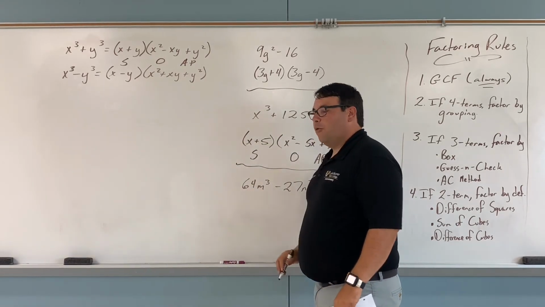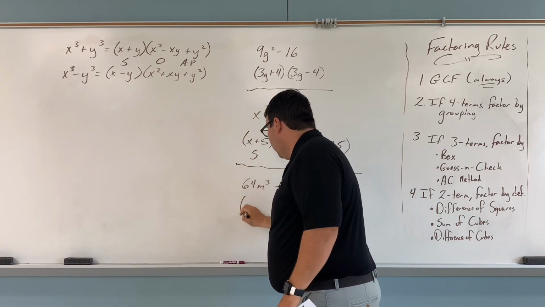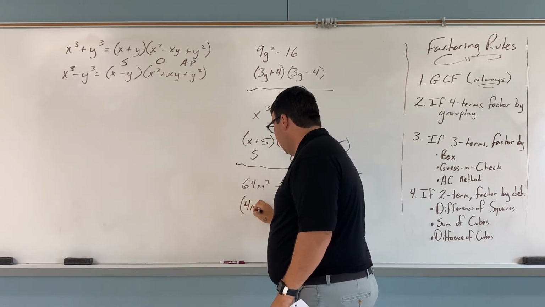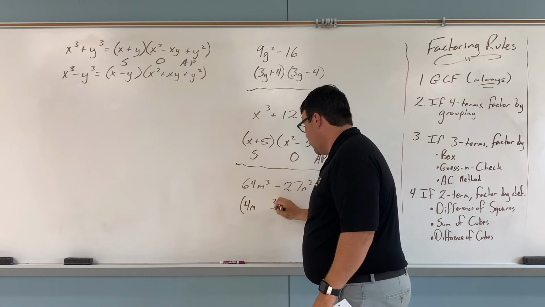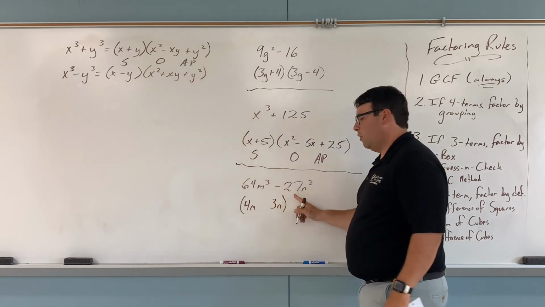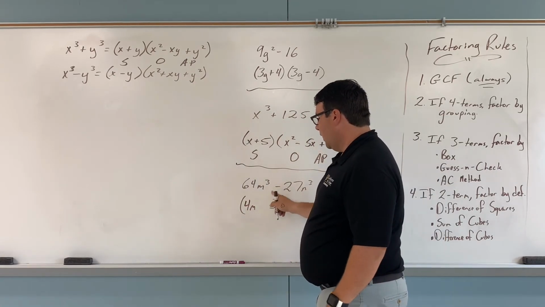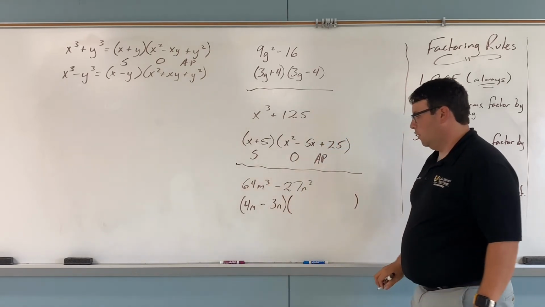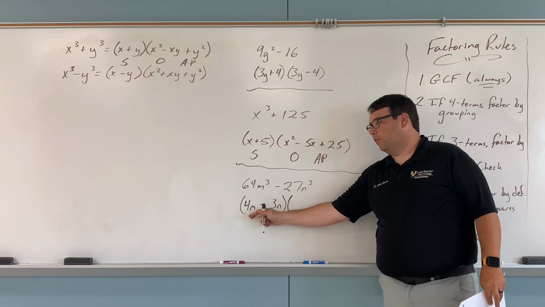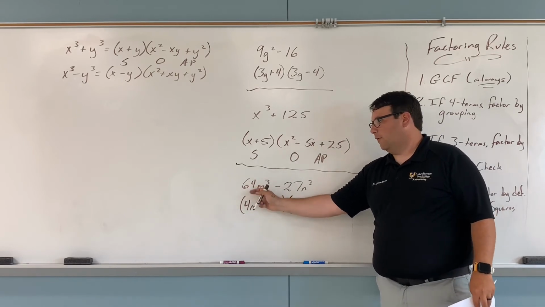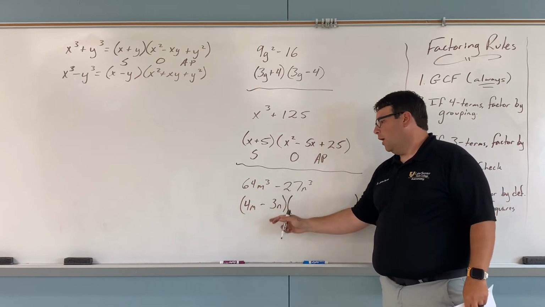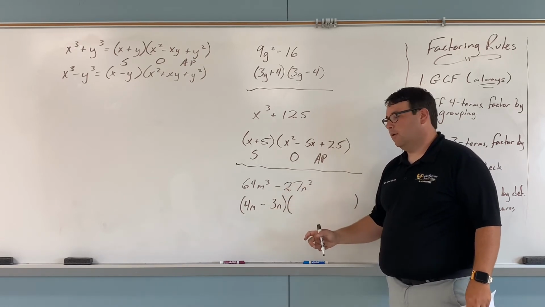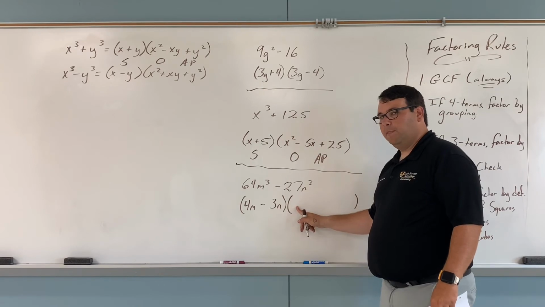So 4 is the perfect cube of 64. So I have 4m, 3n. 3 is the perfect cube of 27. My sign is negative. So that is the hard one. What times what will give me 64m cubed? That's 4m. What times what gives me 27n cubed? That's 3n. What is my first term?